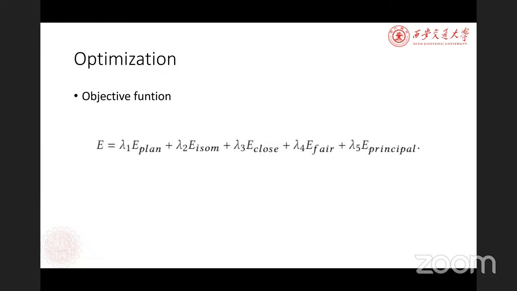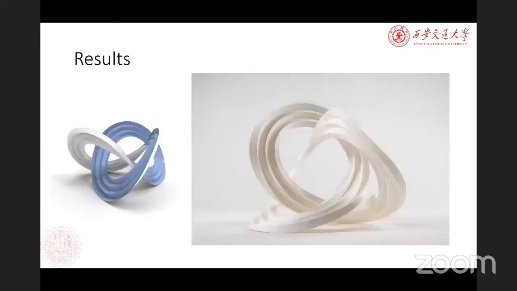So for the objective optimization, we combine those energy terms, and it can be solved by Gauss-Newton or LM methods. Here we show an optimized curve pleated structure around a nodal curve, and on the right-hand side is the physical model.